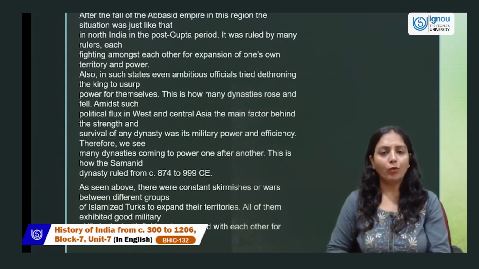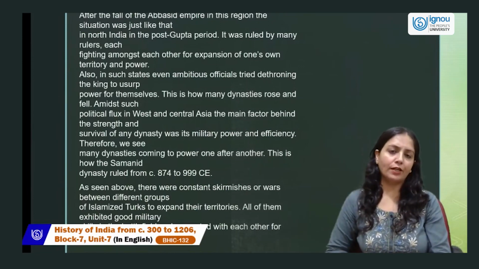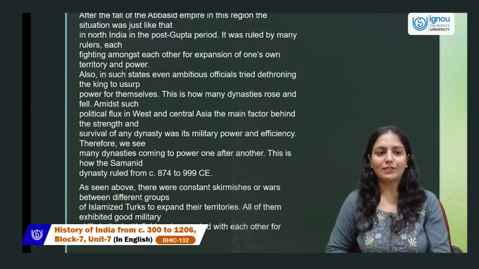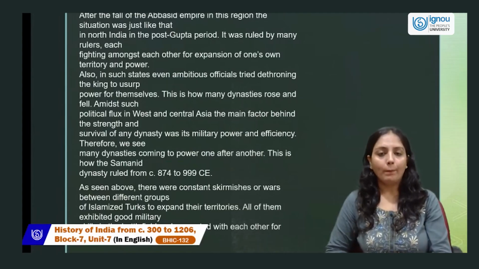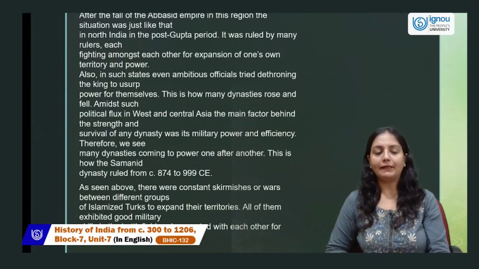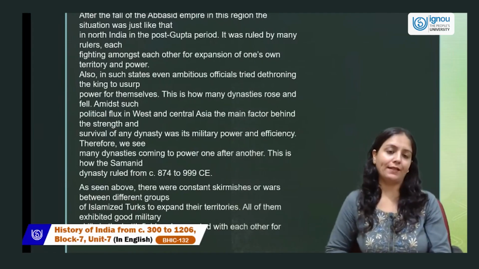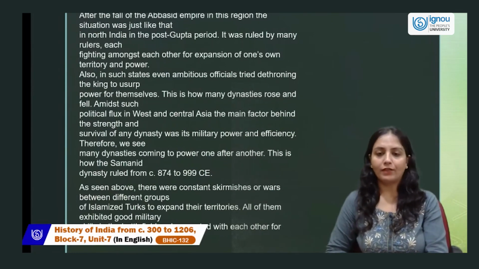In North India, in the post-Gupta period, it was ruled by many rulers, fighting amongst each other for the expansion of one's territory and one's power. Also, in such states, even ambitious officials tried dethroning the king to usurp power for themselves. This is how many dynasties rose and fell. Amidst such political flux in West and Central Asia, the main factor behind the strength and survival of any dynasty was its military power and efficiency. Therefore, we see many dynasties coming to power one after another.